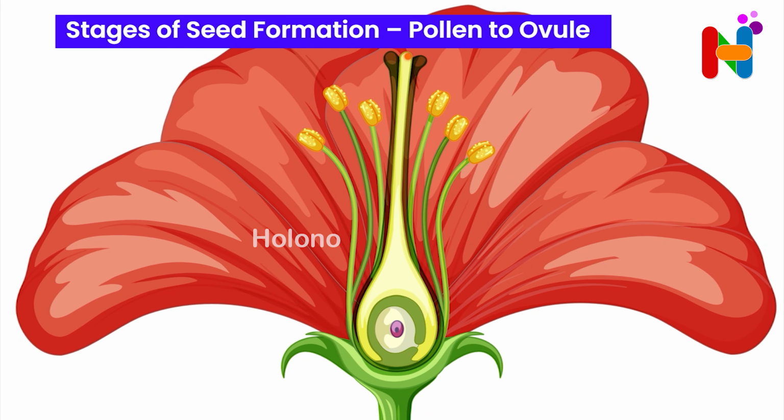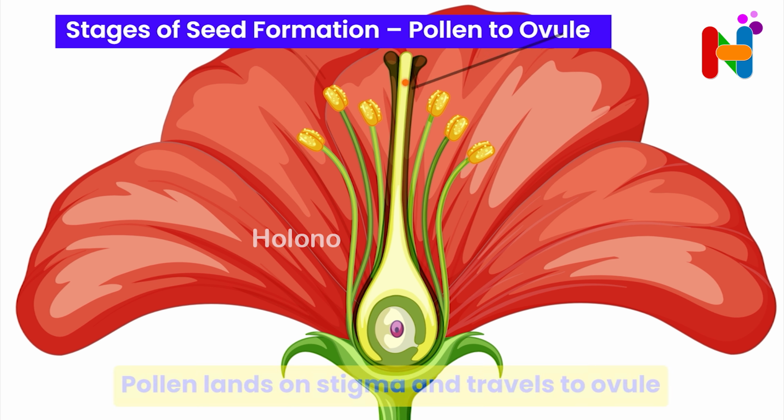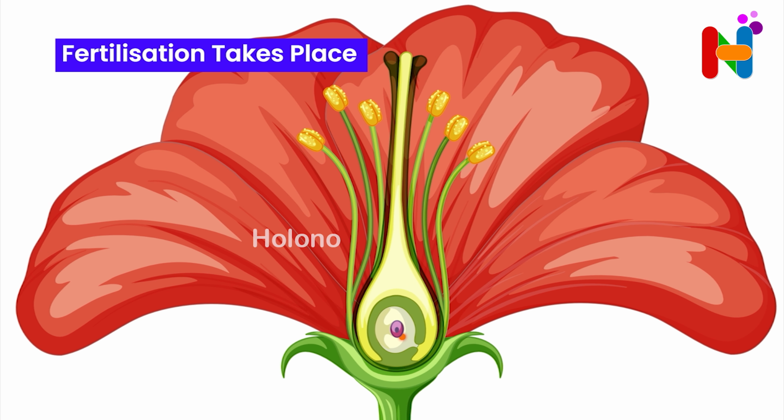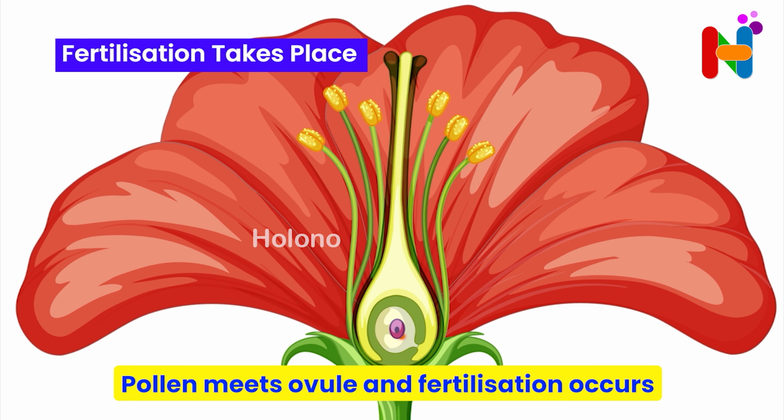Stages of seed formation. Step 1. Let's see how seeds begin forming. First, pollen from the anther lands on the stigma and travels through the style to reach the ovule. Step 2. Next, the pollen reaches the ovule and joins with it. This is called fertilization. It's the main step to make seeds.